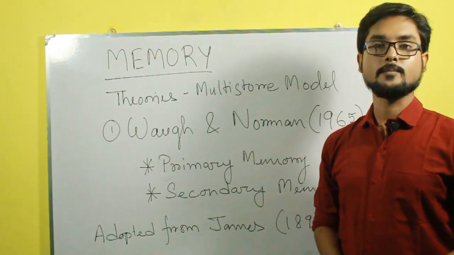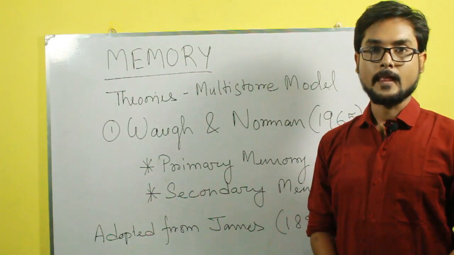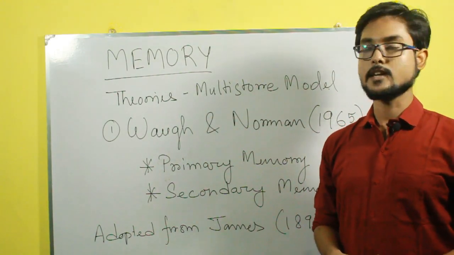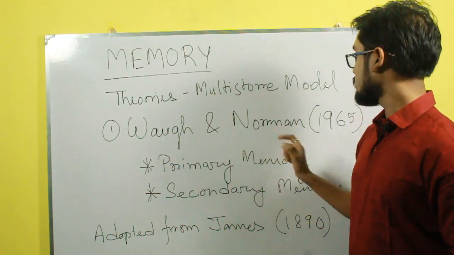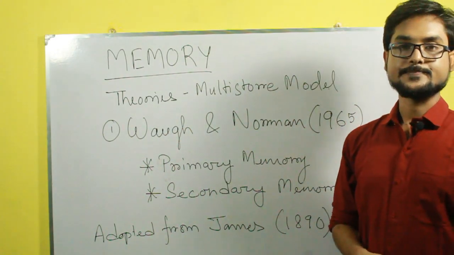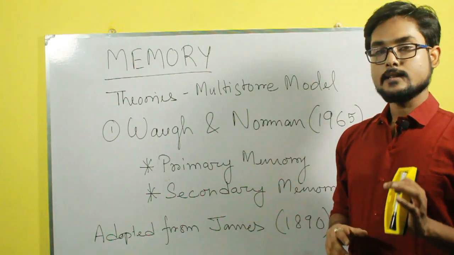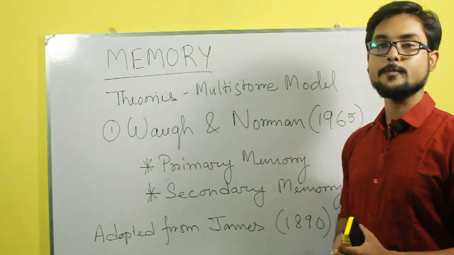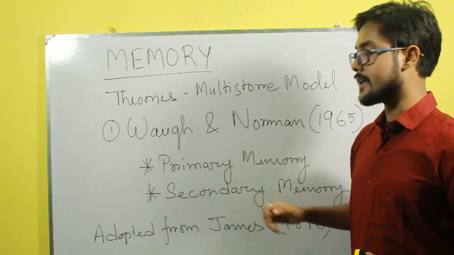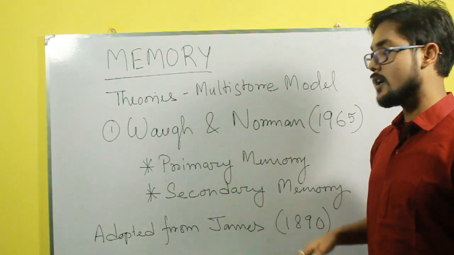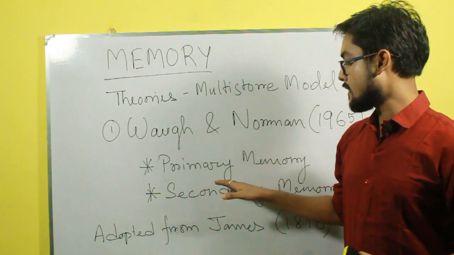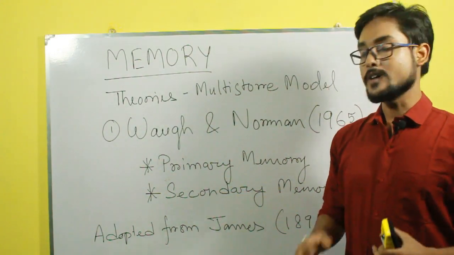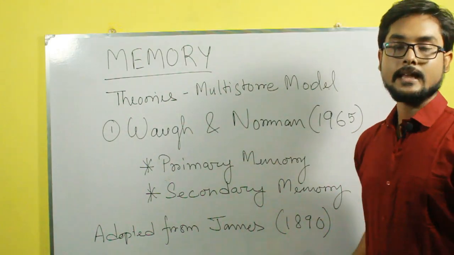Now we will be discussing the theories of memory. The first theory that we will be discussing is the Multistore Model given by Wolff and Norman in 1965. They primarily said that there are two stages of memory, primary memory and secondary memory. But this idea was not original to them. Their concept of primary memory and secondary memory was adopted from William James in 1890.